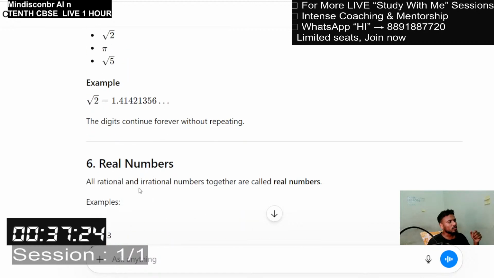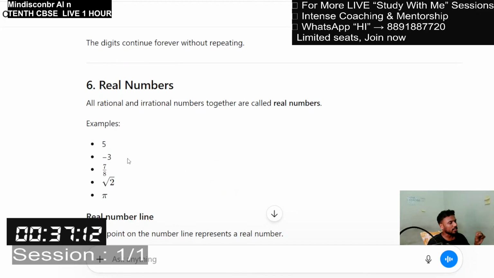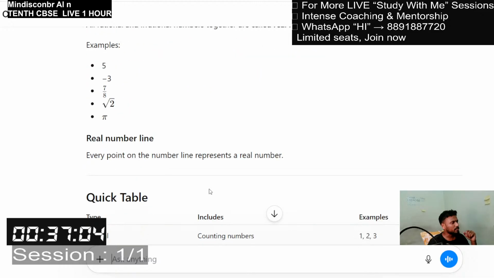And real numbers: all rational and irrational numbers together are called real numbers. So what are real numbers? This chapter's name is Real Numbers. That means all rational numbers plus irrational numbers. Examples: 5, minus 3, 7 by 8, root 2, all examples of real numbers. Real number line: every point on the number line represents a real number.